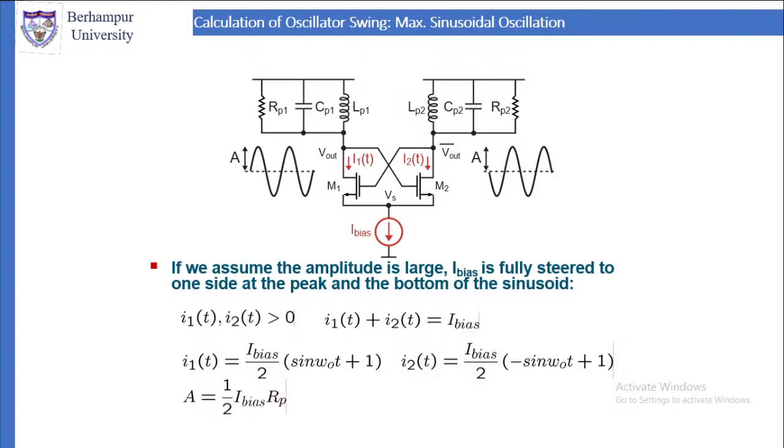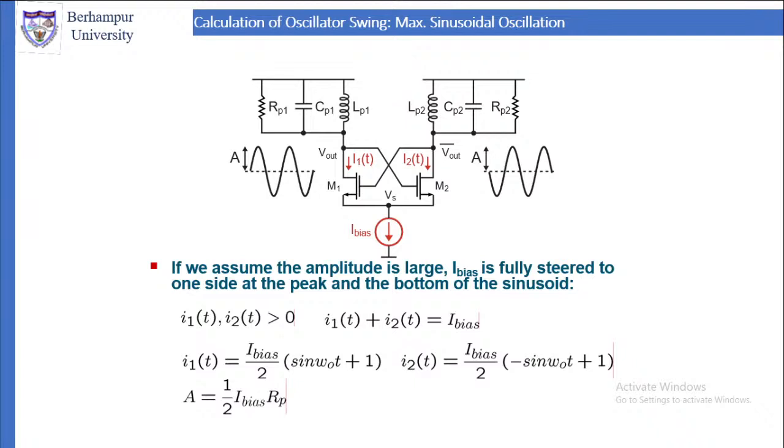Now we will calculate the oscillator swing. What will be the peak-to-peak value or oscillator swing value? To get maximum sinusoidal oscillation, what is to be done? The circuit we are not going to discuss anymore, just look at the analysis. I1 and I2, these two should be greater than 0. I1 plus I2 should be equal to I bias. If I1 plus I2 is equal to I bias, let us choose.